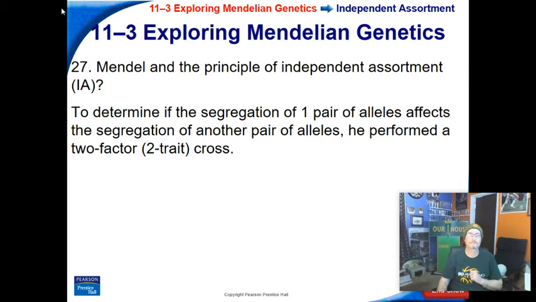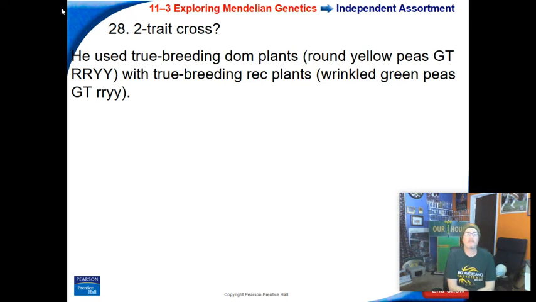Moving ahead. He used true breeding dominant plants. So let's go back to the one-trait cross problem. True breeding, pure breeding, same thing, okay? True breeding tall in the one-trait cross problem. True breeding short. Big T times little t, all right?